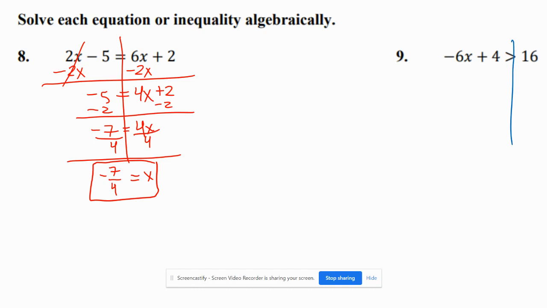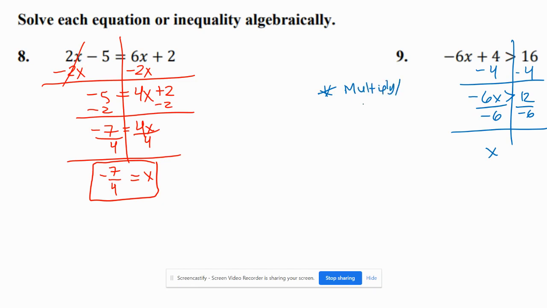On the right, we have an inequality. Same kind of process though. So subtract 4. I want to get my constants to the right. That's going to bring -6x is greater than 12. I want to get x by itself, so I'm going to divide both sides by -6. It's going to leave us x. We divided by a negative, so remember, if you multiply or divide by a negative, we need to flip the sign.